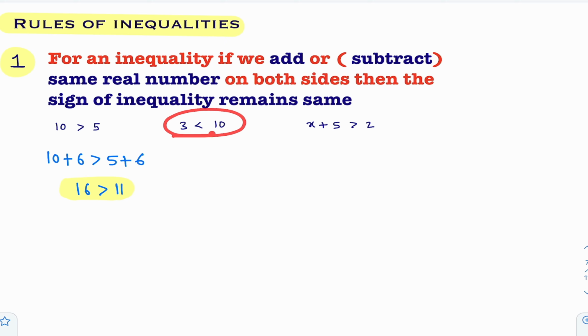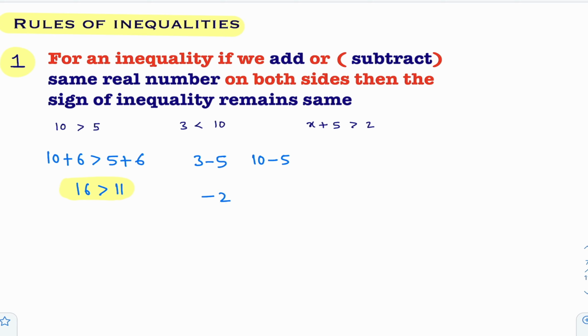3 is less than 10. Is it true? Yes, 3 is less than 10. For this inequality, you subtract same real number on both sides. Sign of inequality remains same or changes, you check. Here 3 is less than 10. I'll take one number, 5. I'll subtract 5. 10 minus 5. For this inequality, I am subtracting 5, right? 3 minus 5 is what? 3 minus 5 is minus 2.